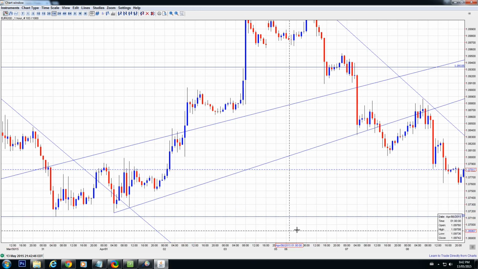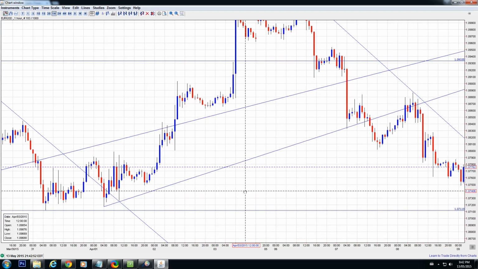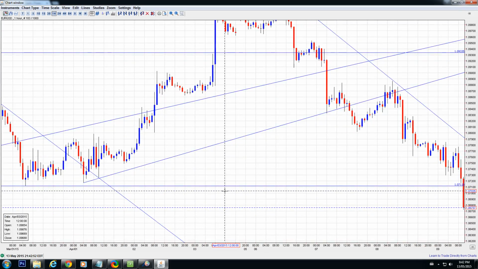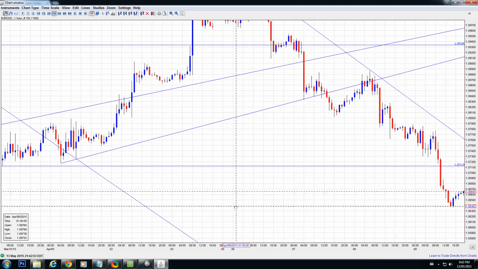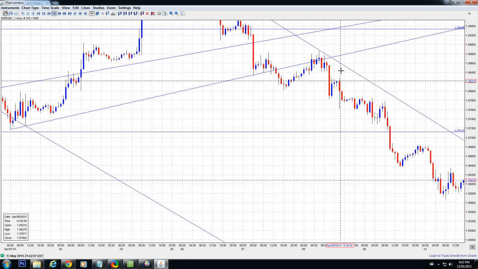So this is probably a barrier because it struggled there for a while, and it broke through it. And you can see there it goes. So now we're waiting for this.